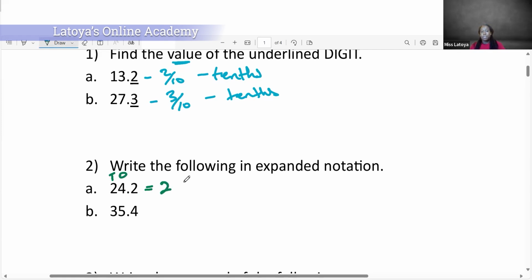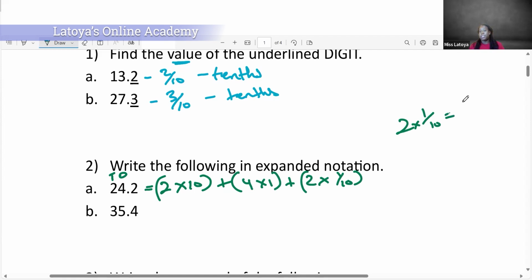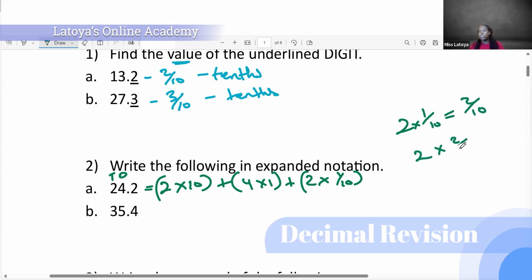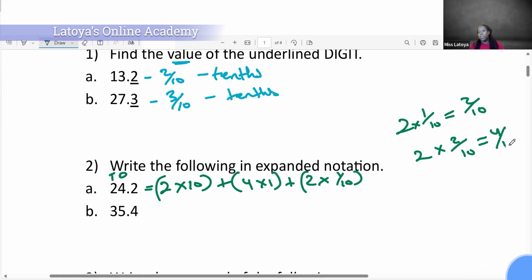So this is 24. So this is tens and this is ones. If I have to expand this, the 2 would be multiplied by 10, plus the 4 would be multiplied by 1, plus the 2 in the tenths place would be multiplied by 1/10. It will not be multiplied by 2 tenths. Because if I have 2 times 1/10, that will give me 2 tenths. But if you put 2 times 2 tenths, that value will be 4 tenths. So it will be wrong.